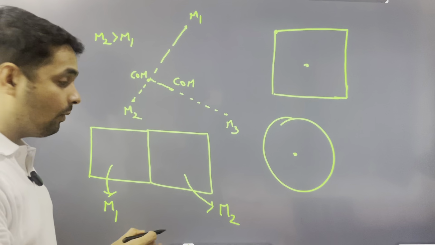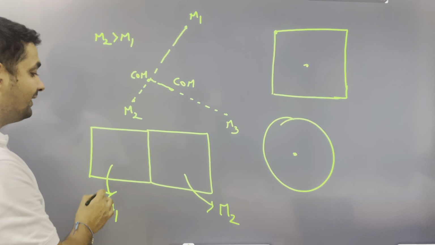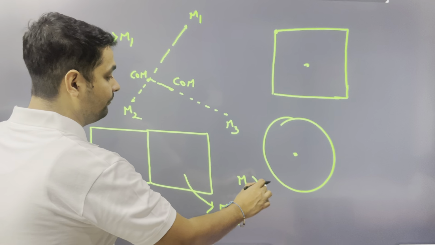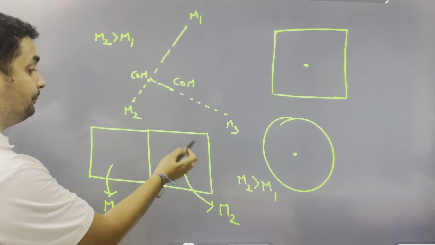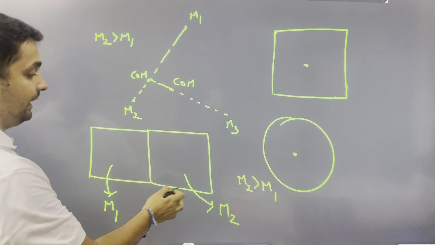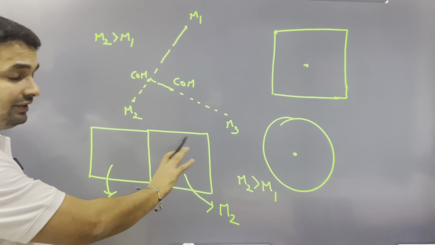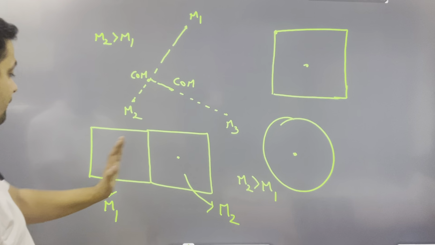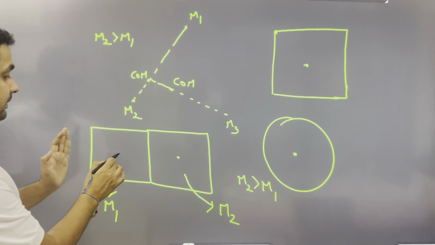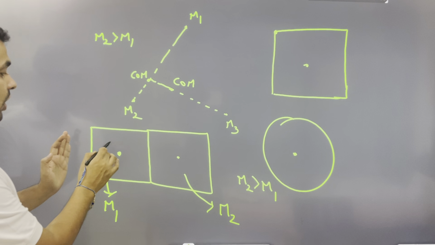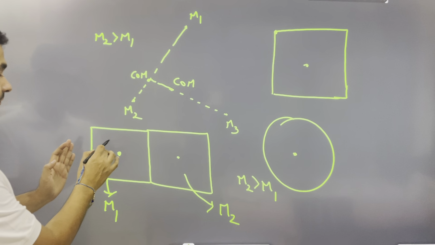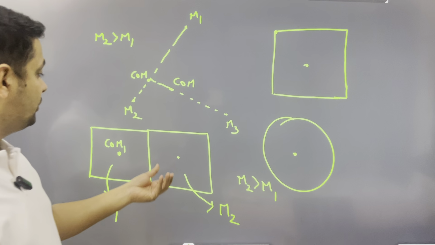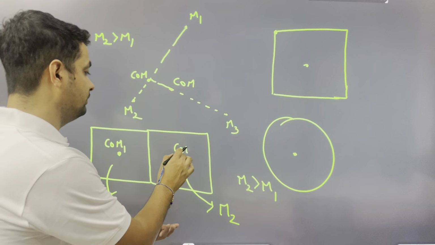Definitely it will not lie. Why? Because M1 and M2 are not the same. Here, I will consider M2 greater than M1. For example, the M2 mass square plate is uniform separately, so its center of mass will lie on its physical center. And M1 separately is uniform, so its center of mass will lie on its physical center. So this is center of mass 1 for M1 and this is center of mass for M2.